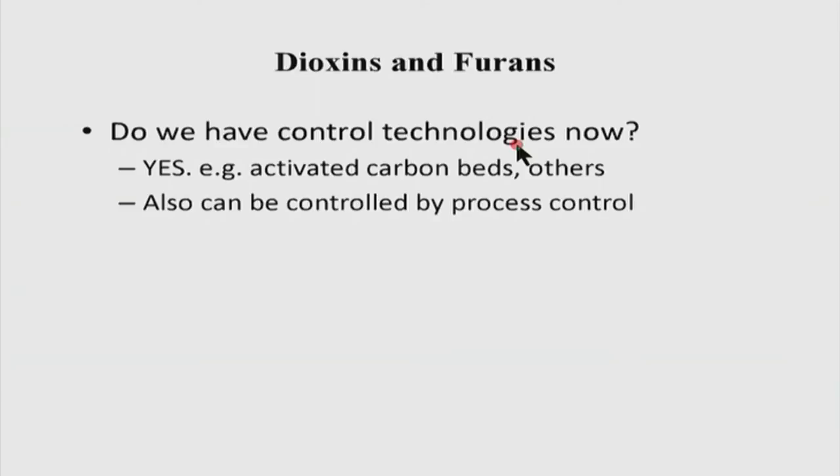In fact, we do not have very good data to tell how much dioxin and furan are already in the environment. There are just a couple of studies. One was done in Japan for India, which tells that in some places they have found dioxin and furans. Do we have control technologies for them? Of course, we do. For example, they can be adsorbed on activated carbon beds, and they can also be controlled by regulating the temperature.